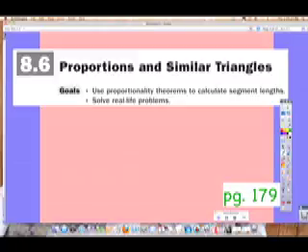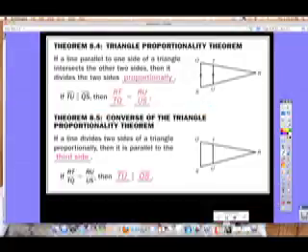The first parts are theorems. So write them down, and then let's make sure you're understanding what you're writing down. There's two triangles. What theorem 8.4 is saying is that if you have two triangles, like this purple one and this red one, and you know that two sides are parallel, then you can shortcut the proportions. That's what we're doing today.